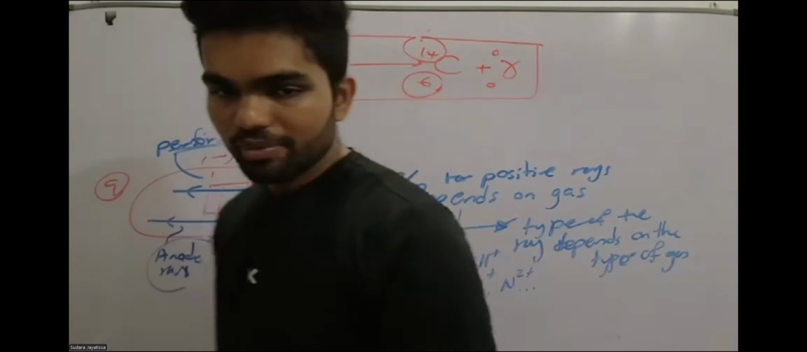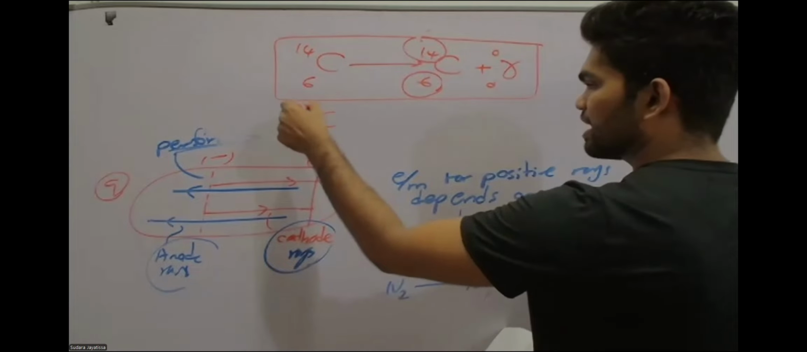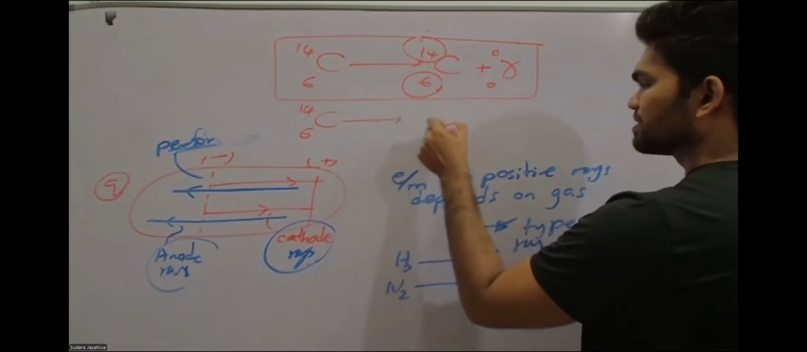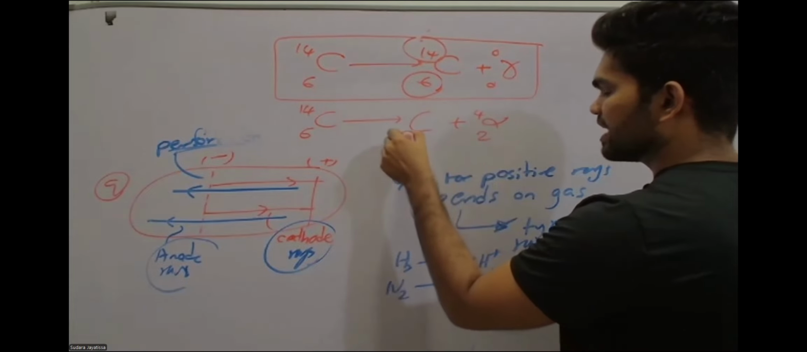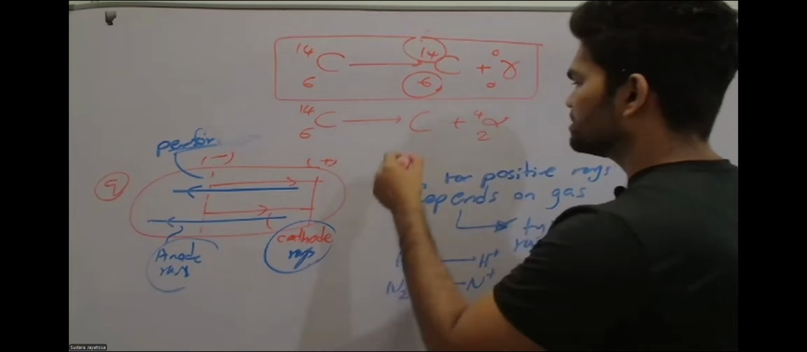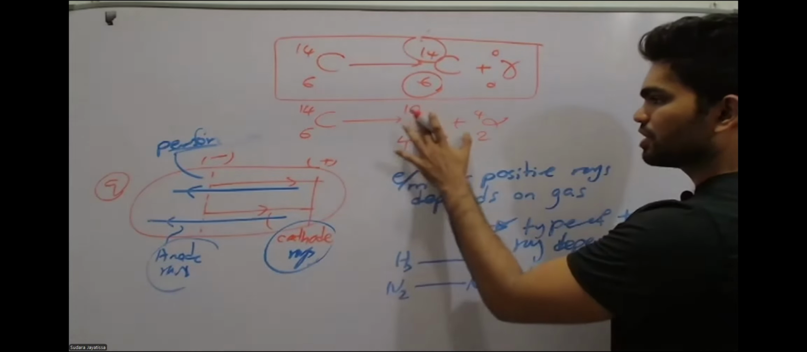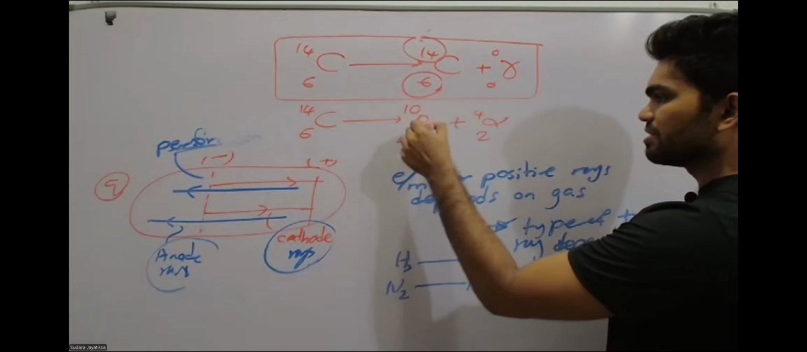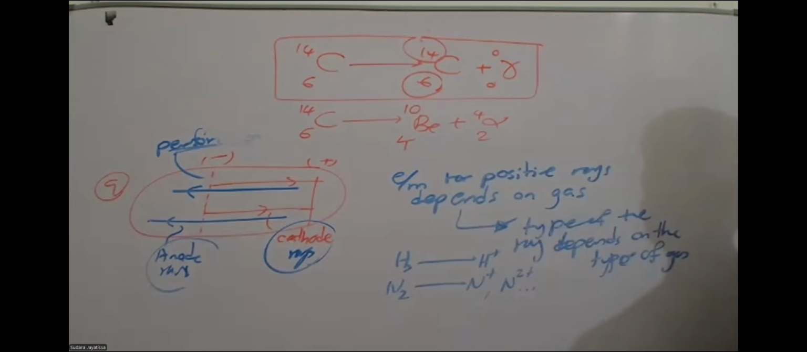Now just imagine if it is releasing an alpha particle, what will happen? Then its charge and mass, or you can say the new proton number and nucleon number, will be changed, by 2 and 4. So it's no longer carbon, it's going to be beryllium. Understood? So when alpha emission happens, this statement is true.